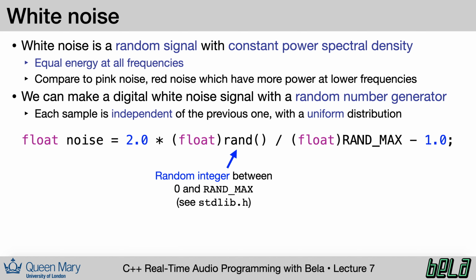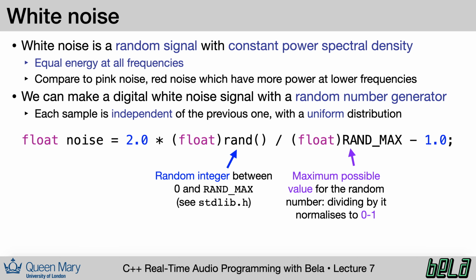First, we start with a function called rand. This is part of the standard C library, and it generates a random integer between 0 and a very large number. The maximum value will vary depending on the platform, but will always be defined for you in this constant called RAND_MAX. So what we subsequently do is divide that random number by the maximum possible value. Notice that we've typecast each of these to be a float so that we get a fractional value once the division is done. This will give us a random number between 0 and 1.